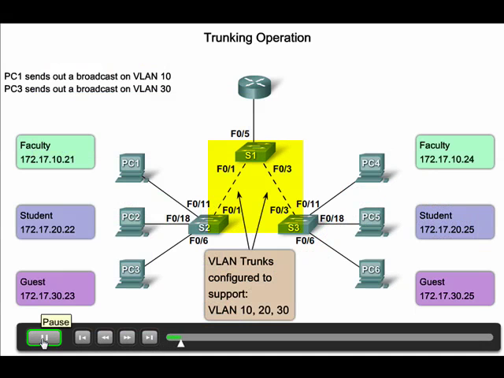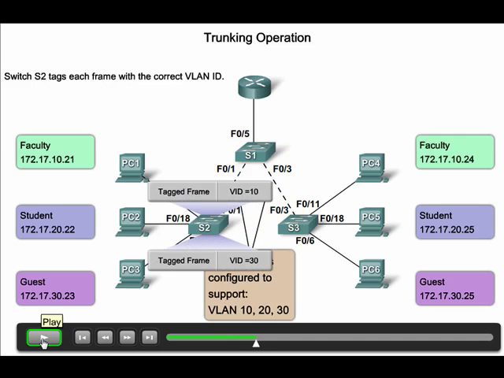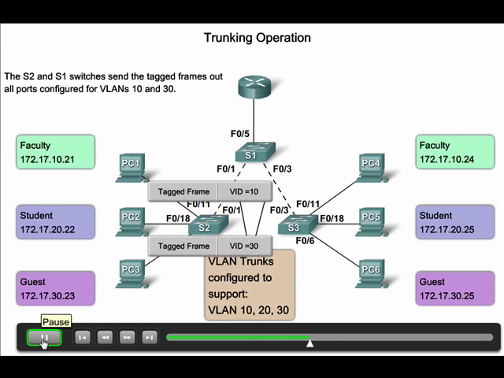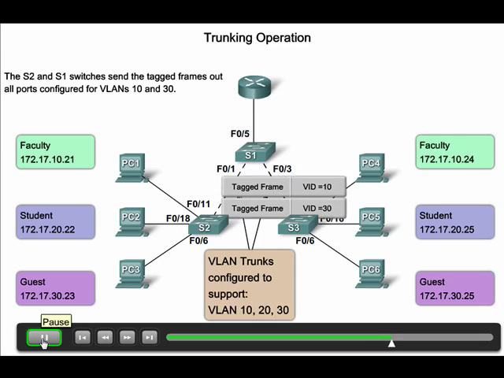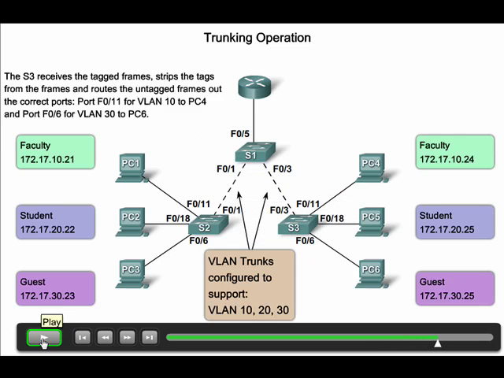Trunk ports solve this problem by tagging frames with specific VLAN information. The most used tagging protocol is IEEE 802.1q. In this animation, when switch 2 receives the frames, it tags them with the VLAN information from which they originated, 10 and 30. After traversing the trunk lines and arriving at switch 3, the tags are stripped and the frames are sent out the appropriate ports to arrive at the correct end device.